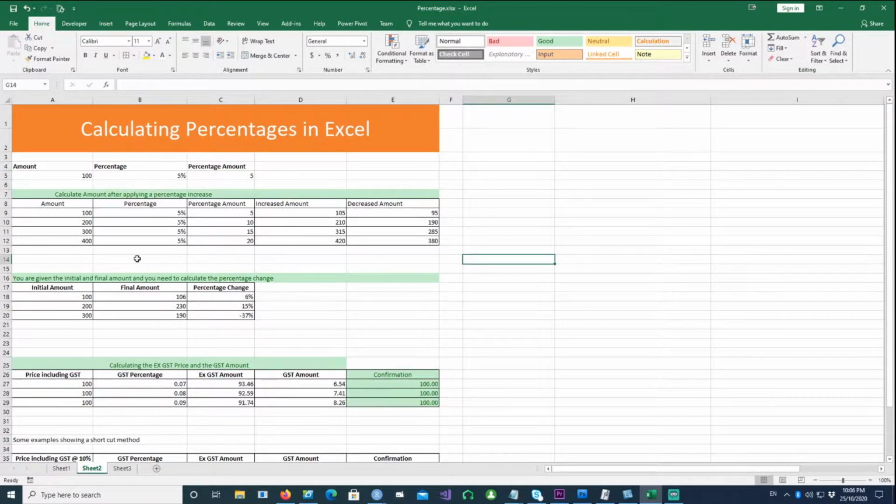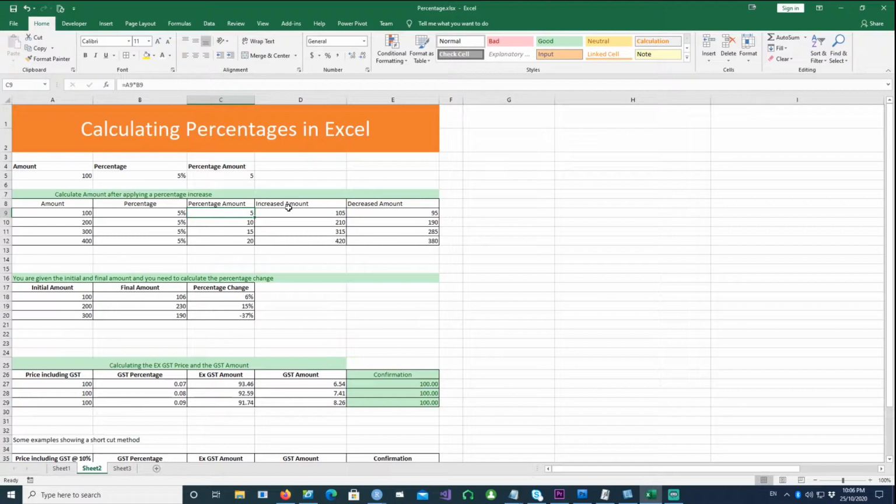So let's talk about the second example where we are trying to calculate the percentage increase or decrease. You have been given the initial amounts, which is 100, 200, 300, 400, and we need to apply the same percentage to all of them. In this example, we have put it to 5%. And to calculate the percentage amount, we multiply the amount with the percentage. So A9 multiplied by B9, and then you get the percentage amount.